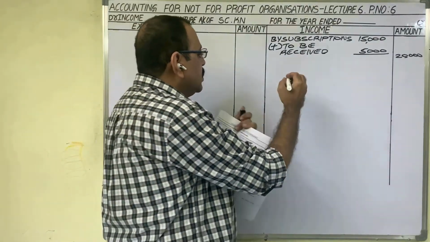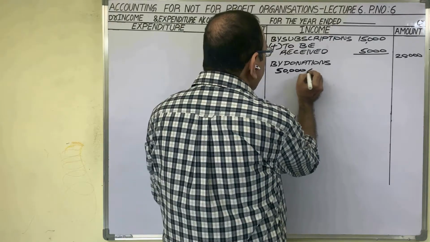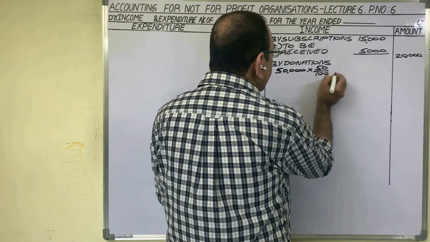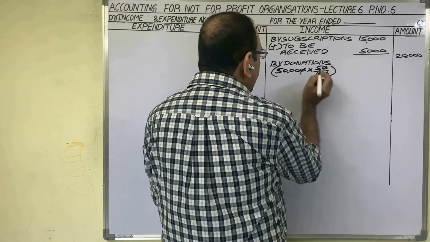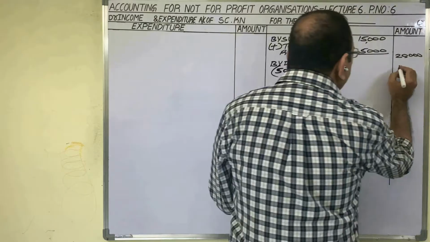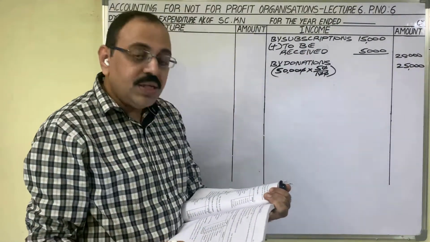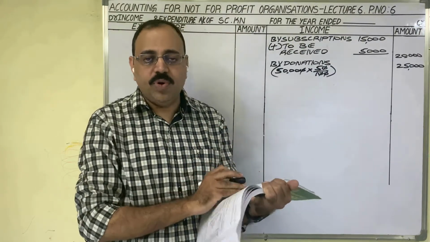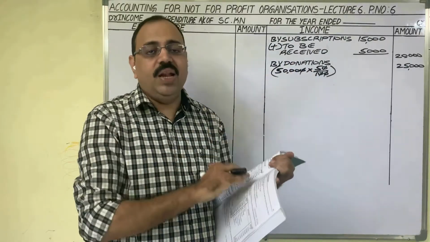By donations, donation amount 50,000, in that 50% we have to treat as capital income. So the other 50% we are showing here. 5,000 into 5, 25,000 rupees. Next, legacies 10,000 rupees. Legacy is also one type of donation only, but we receive that amount through a will.